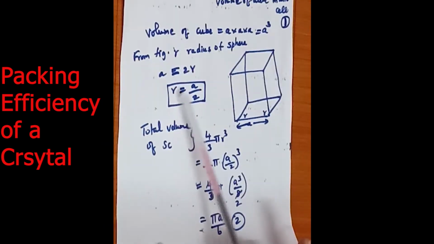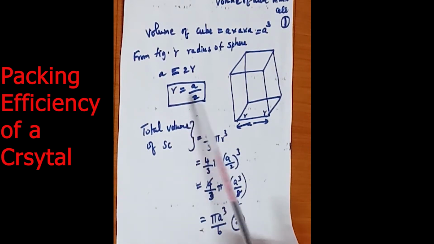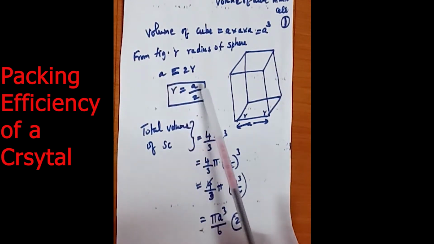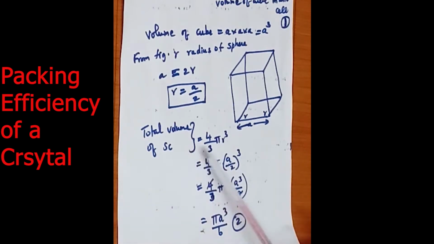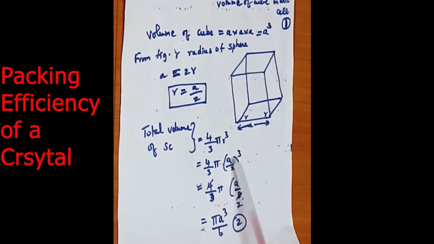So r can be written as r equal to a by 2. We know that a equal to 2r, so the radius is equal to a by 2. So now we are going to find out the total volume of the sphere in the simple cube. SC means simple cube. So the volume of the sphere is given by the formula 4 by 3 pi r cube. In the place of r, you have to substitute the value of radius, which is equal to a by 2. So 4 by 3 pi, a by 2 whole cube.